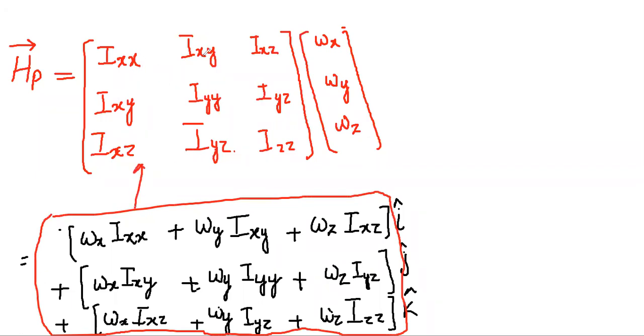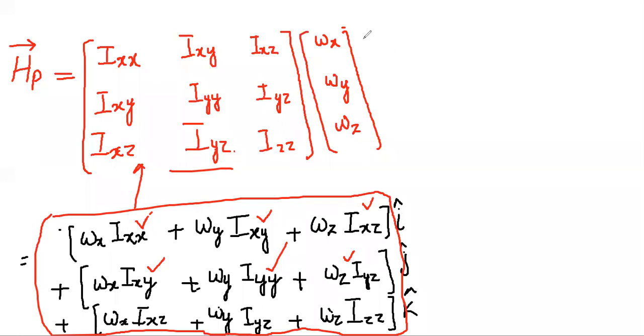If you just start multiplying them, we know how two matrices are multiplied: r1 c1. We take the row from this and the column from this, so it will be Ixx omega x, plus Ixy omega y, plus Ixz omega z. Then the second one will be r2 c1: Ixy omega x, plus Iyy omega y, plus Iyz omega z. Same for the third row and the column. If we multiply these two matrices, we'll exactly get these equations back.